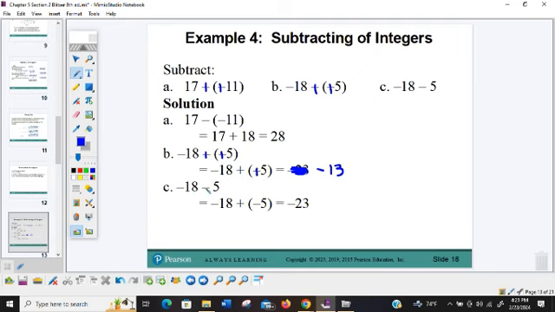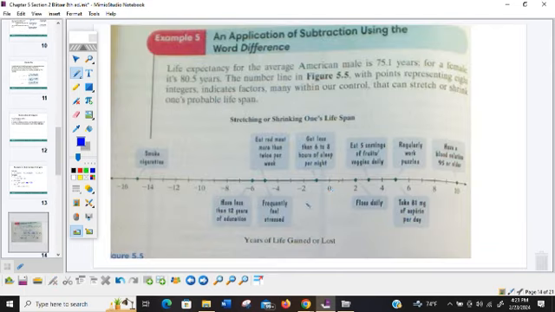Okay? And on this one, if we change negative 18 minus 5 to negative 18 plus a negative 5, see how our signs are the same on this one? They're both negative. So when we add that up, we're going to have negative 23. And we're going to look at this one more problem on this video.